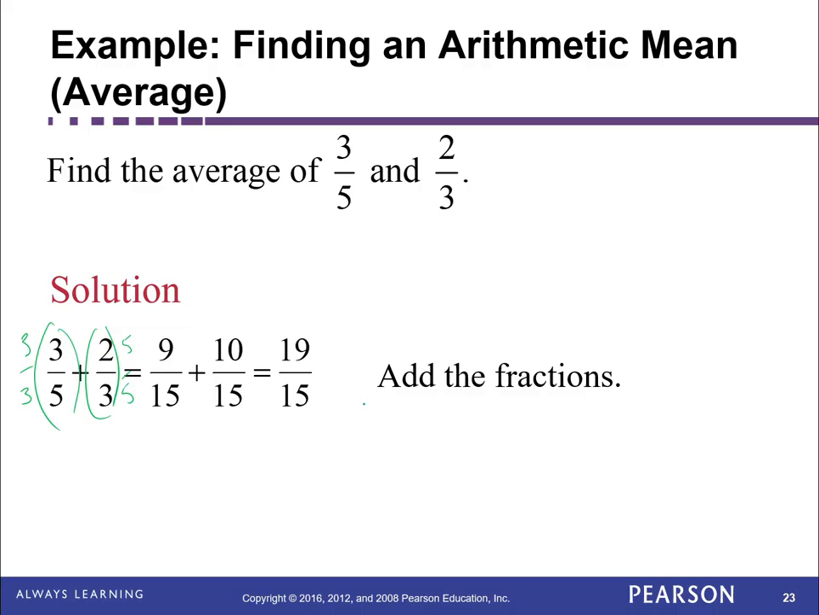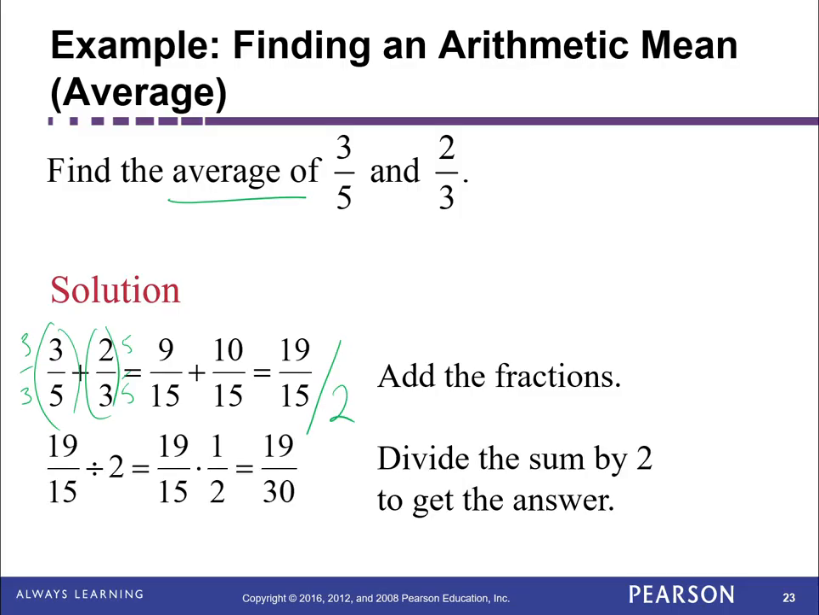But that is not the solution to this problem, because we're trying to find the average, which means I need to divide that whole thing by 2. So 19 over 15 divided by 2. I keep the first fraction, I change the sign to multiply, and then I flip the second one. Remember, 2 is the same thing as 2 over 1. If it's flipped, it would be 1/2. So now I'm looking at 19 times 1 is 19, and 15 times 2 is 30.